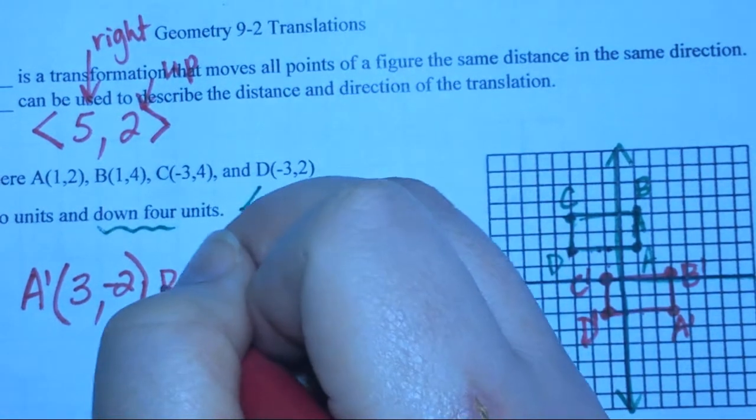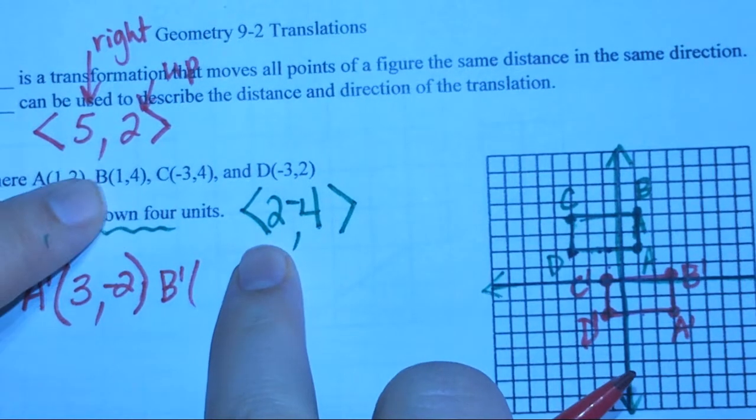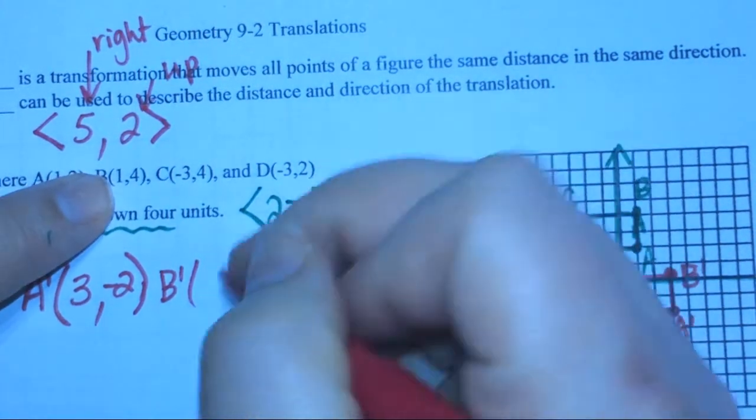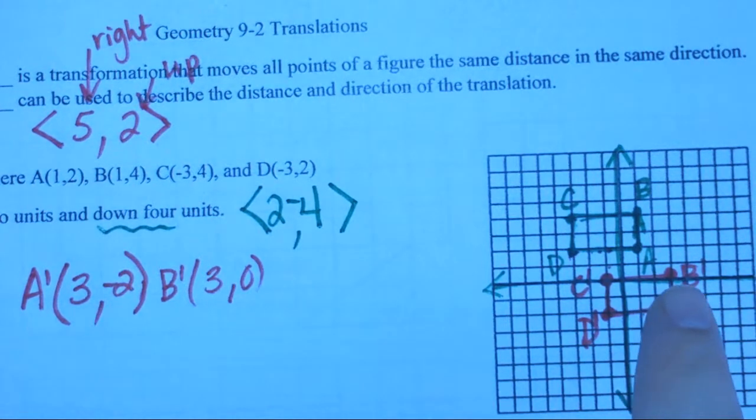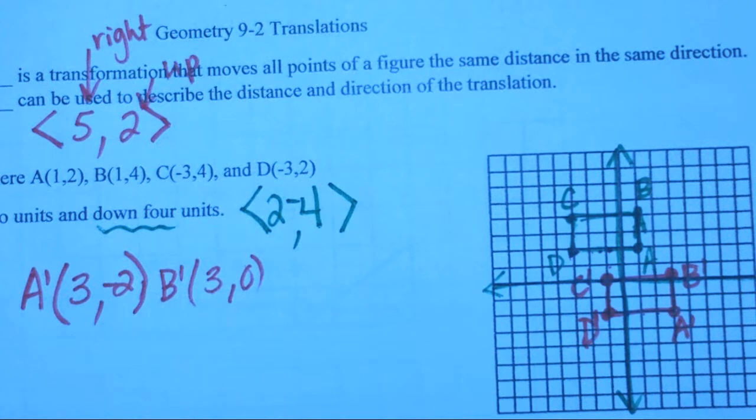Same thing with B prime. You could add that translation vector to each coordinate. So 1 plus 2 is 3. 4 minus 4 is 0. Oh my goodness, we did put B prime at 3, 0. So if you want to figure out the coordinates, you can.